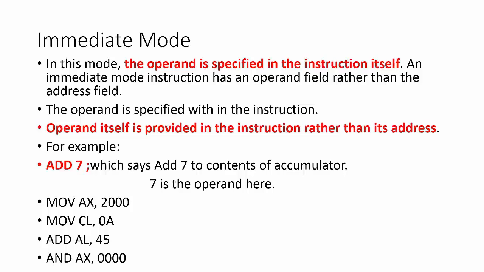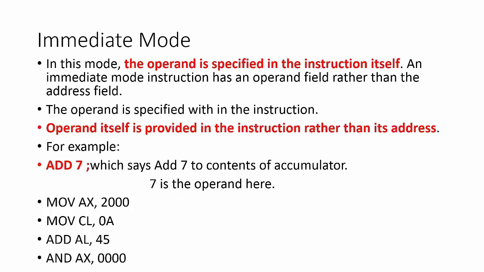Let's see other examples of immediate mode. Here is another instruction, MOV AX, 2000. This instruction shows that 2000 is the operand or data which will be moved to AX. AX is the accumulator register. So here the data will be moved to the accumulator register.